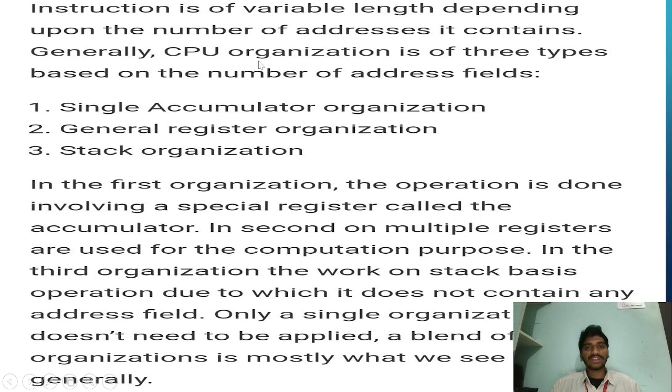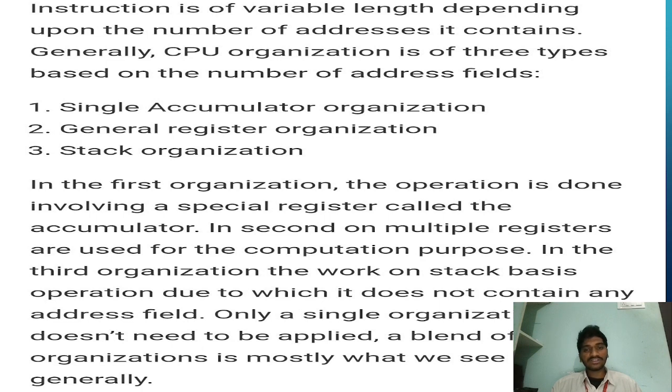Generally, CPU organization is of three types based on the number of address fields: first, single accumulator organization; second, general register organization; and third, stack organization. The operands in instructions can be stored in the accumulator, general registers, or stack.